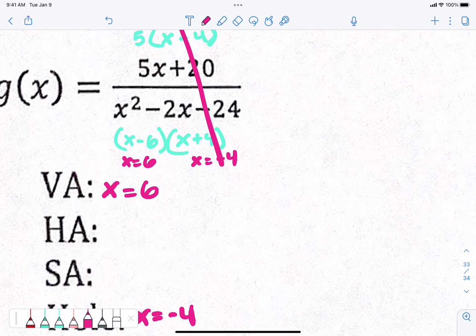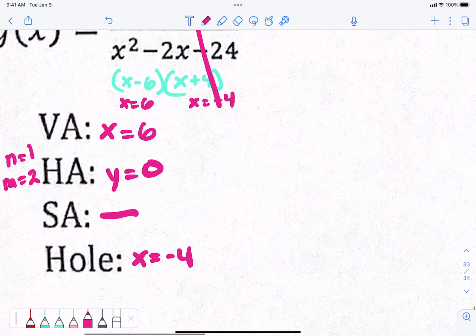I'm so confused. What's n? N is 1. M is 2. So what's the horizontal asymptote? Y equals 0. Top heavy doesn't work, so it's none. So no slant asymptote. Perfect. There we go. Okay.